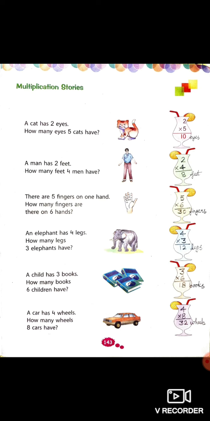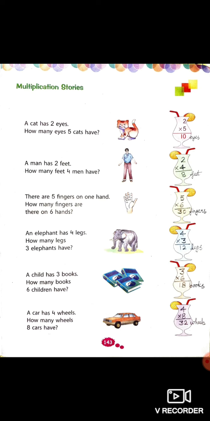A cat has two eyes. You can see in the picture there is a cat and it has two eyes. So this is the first information given to you. How many eyes 5 cats have? Now what is asked to you? If one cat is having two eyes, then how many eyes will 5 cats have? So here less is given about 1 and more is being asked. It is asking more about 5 cats.